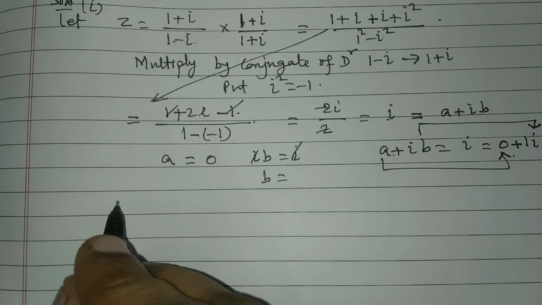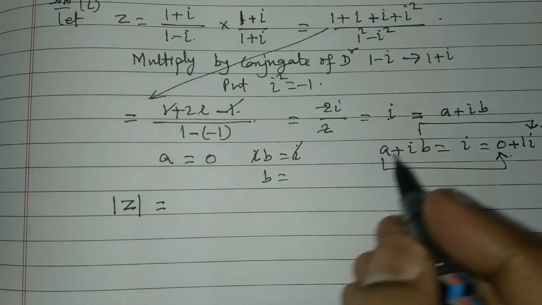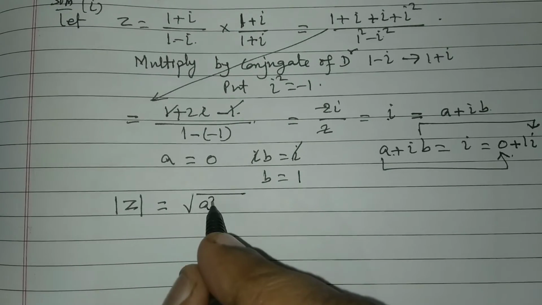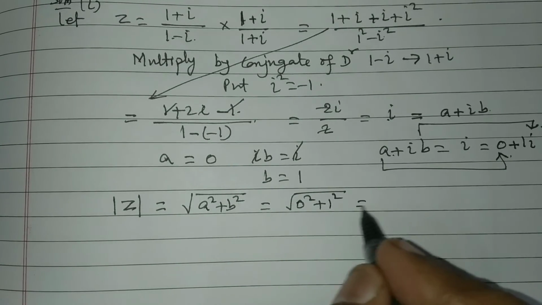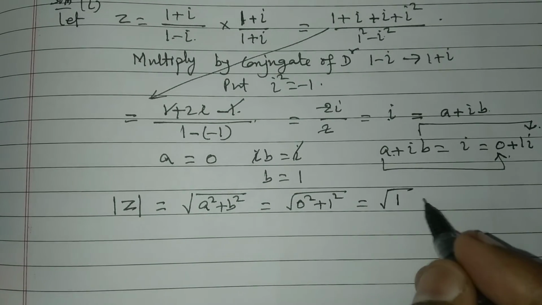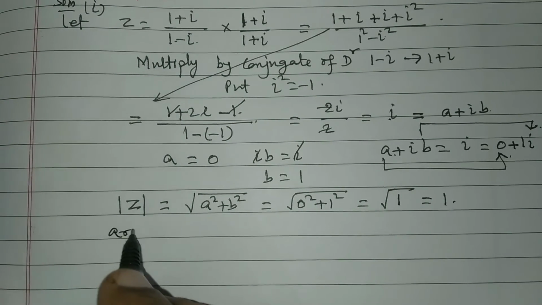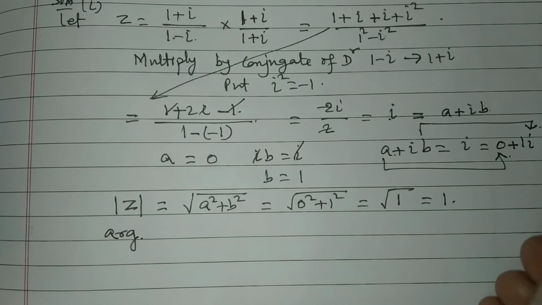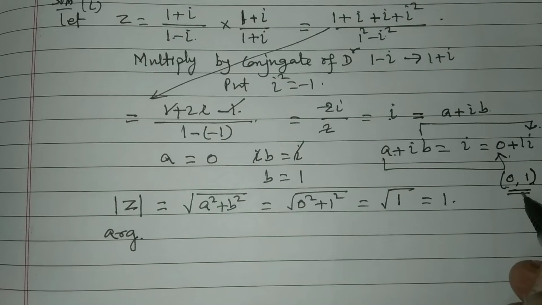Now we know that the modulus of z, here b is equal to 1, is root under a square plus b square, so 0 square plus 1 square, so it is root under 1. So modulus is 1, and now the argument of the complex number we have to find. So this complex number lies in which axis?